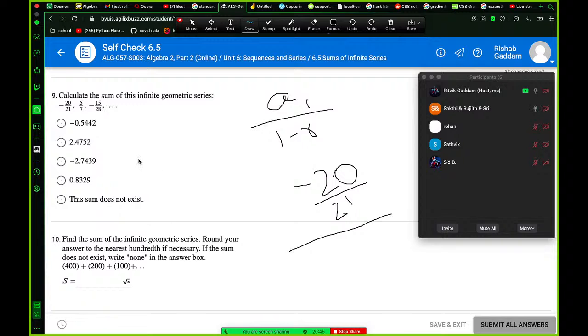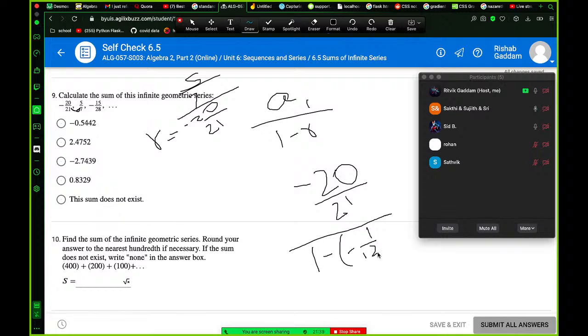Wait, what would R equal? Well, R equals the ratio between these two. You have to divide 5 over 7 by negative 20 over 21. Okay, so 5 divided by 7... I think that's negative 1 over 12. Yeah, that's negative 1 over 12. Okay, so that would be divided by 1 minus negative 1 over 12.